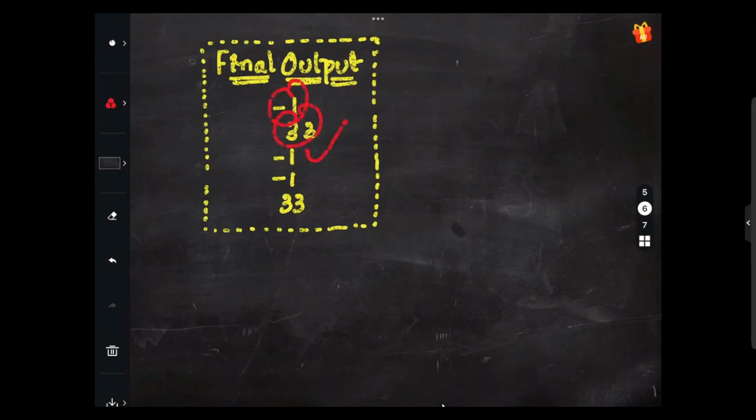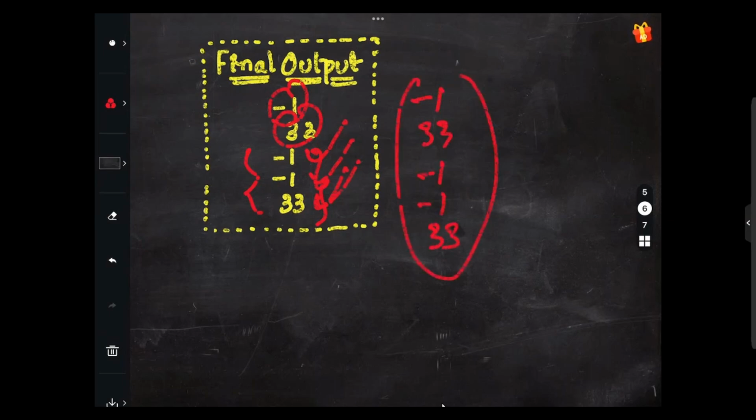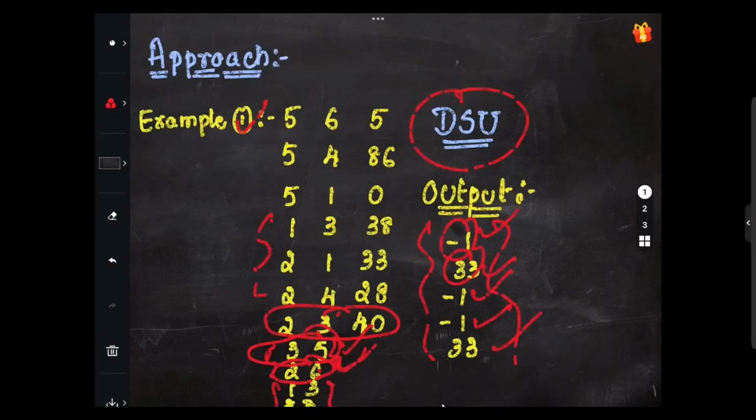For the next two queries, we'll be getting -1 itself, no contradictions. And for the last one, you can just try it out in the same way that I showed, for the next three queries actually, right? So the output that we got here is -1, 33, -1, -1, and 33, which is equivalent to the output that they have mentioned for example one within the question. So our approach works absolutely correct.